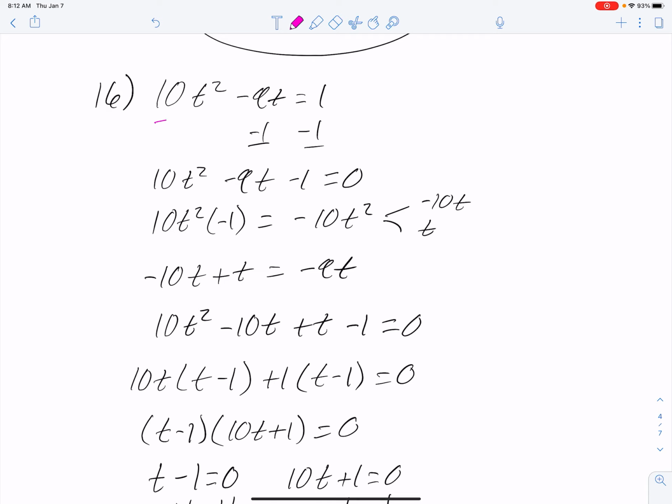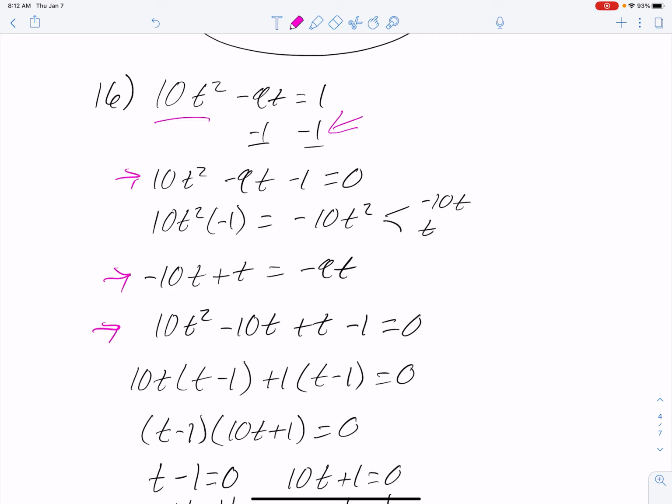16 is similar, where I've already got the positive term squared, so I'm just going to subtract 1 so that I'm set equal to 0. Multiply my first term times my last term to get -10t squared, and figure out which factors of negative 10t squared are going to add up to negative 9t. Well, that's negative 10t plus t.